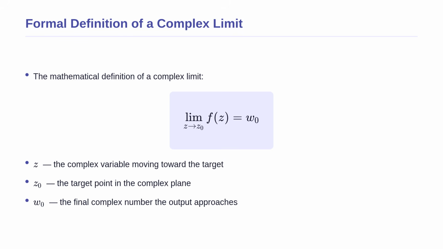In this formula, z is a complex variable, which is moving closer and closer to the target point z0. The function represents the mathematical rule transforming our input, and w0 is the final complex number that the outputs are getting closer to. If the limit exists, the output will always smoothly arrive at w0.